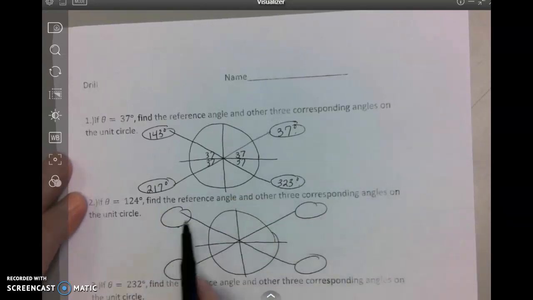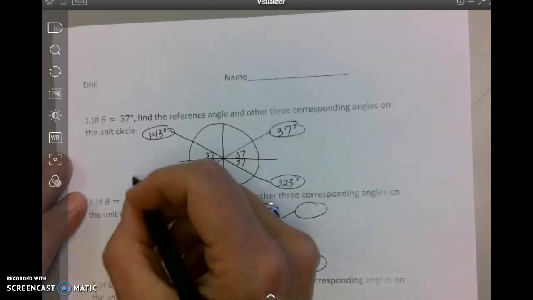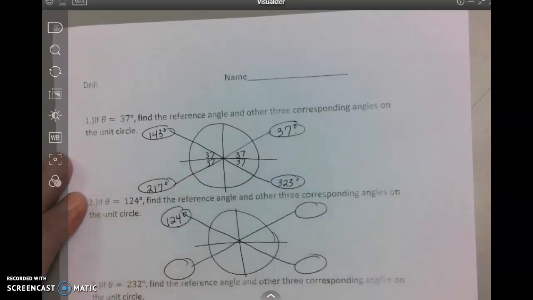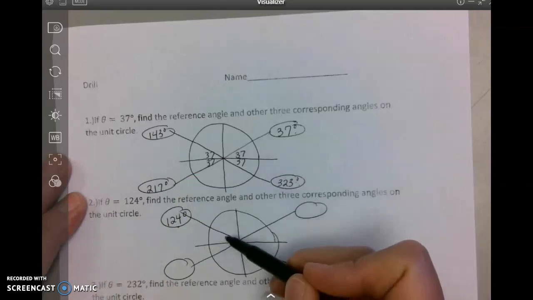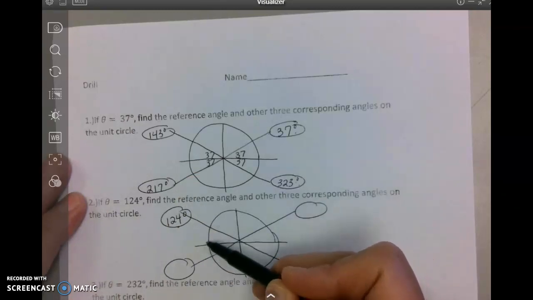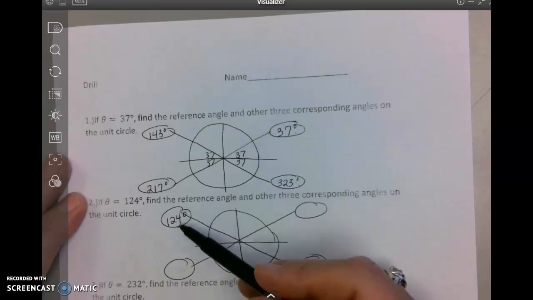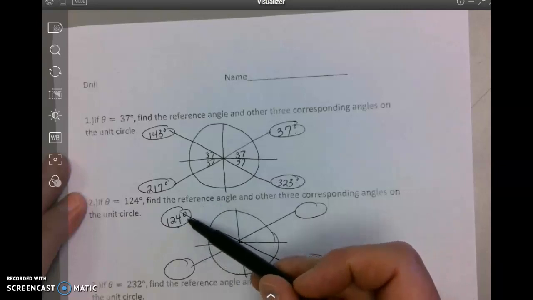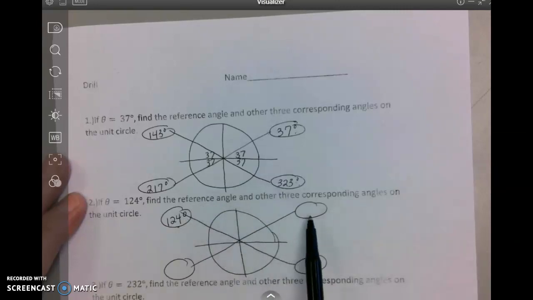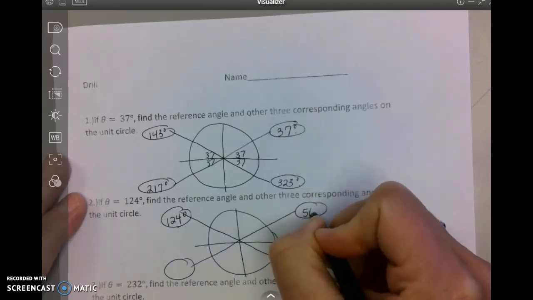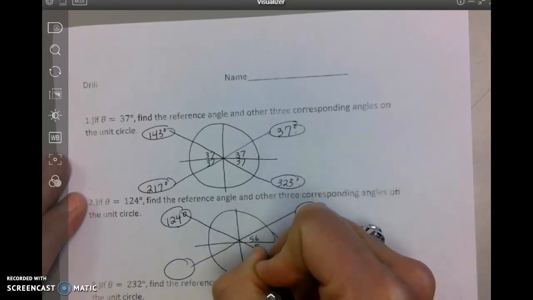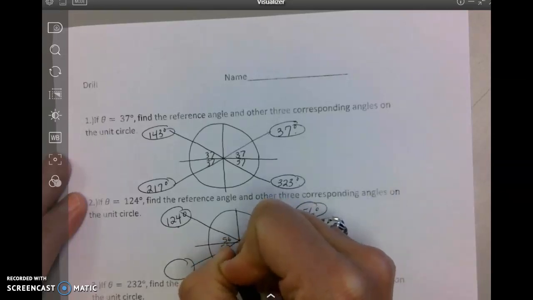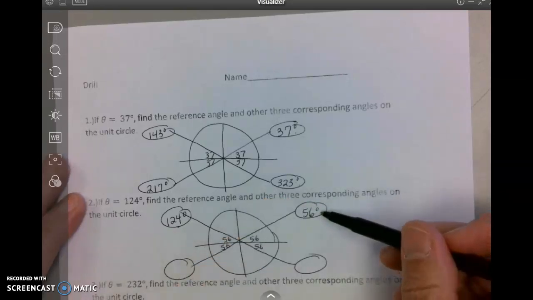124 would be in this quadrant because this is 90 and 180. So 124 would be somewhere in there. Got to figure out what my reference angle is. How far is this from the 180? So that's one way of thinking about it. And I could just take 180 minus the 124, and that gives me this, because remember these two add up to 180, so 180 minus 124 is 56 degrees, which makes the reference angle 56.